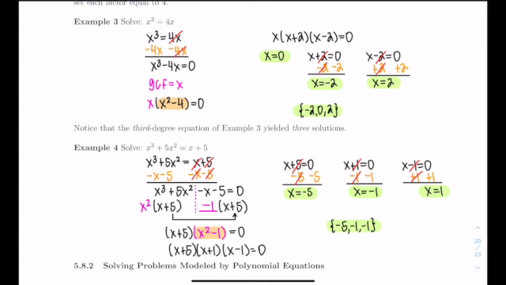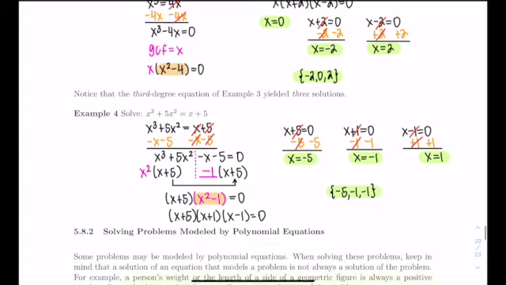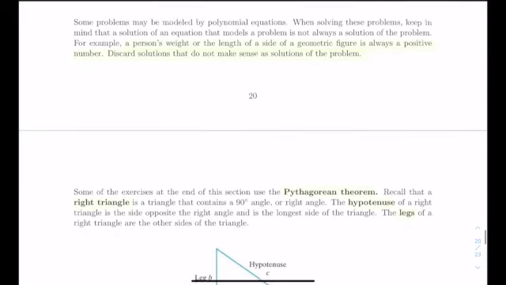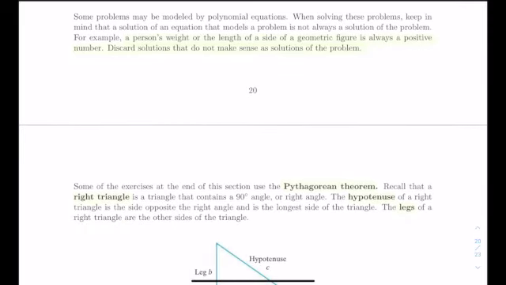Solving problems modeled by polynomial equations. So this just means we're going to look at word problems and then use factoring to solve them. One thing you want to keep in mind is that a person's weight or the length of a side of a geometric figure is always a positive number. So you'll discard solutions that do not make sense as solutions of the problem.